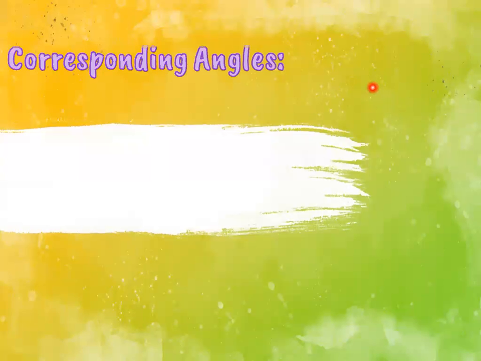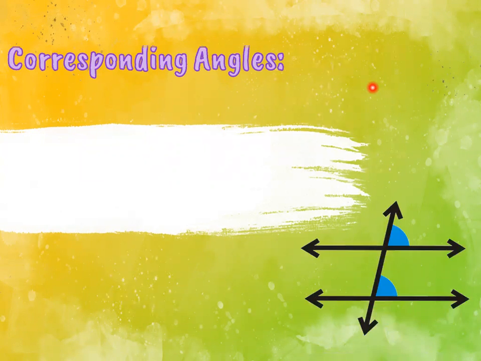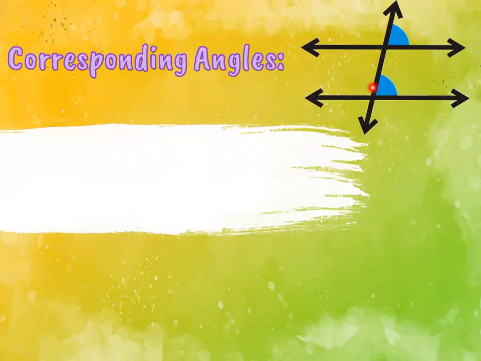Now, the next one is corresponding angles. Now, what are corresponding angles? Let's consider this figure. Again, the same figure, in which you have two parallel lines and these two parallel lines are intersected by the intersecting line, which is called a transversal. But as you can see here, these blue angles. So what are these blue angles? These blue angles are corresponding angles.